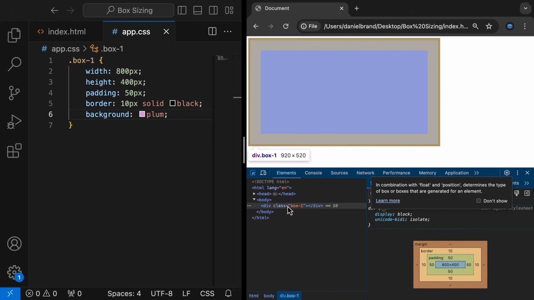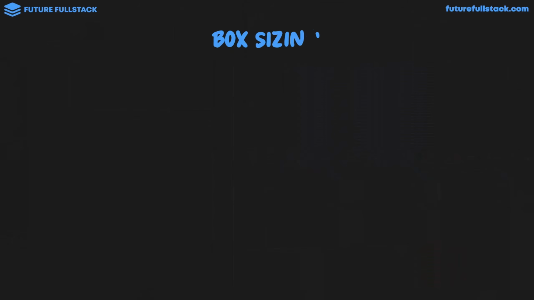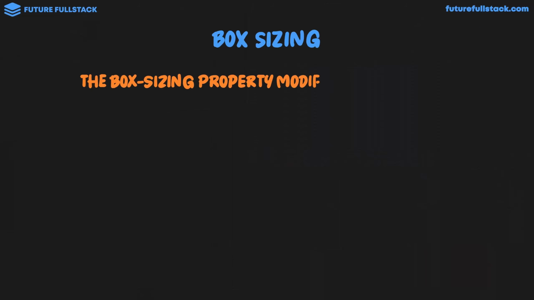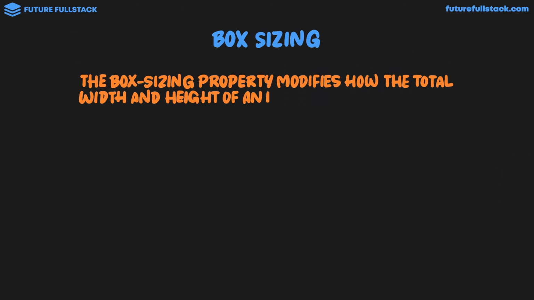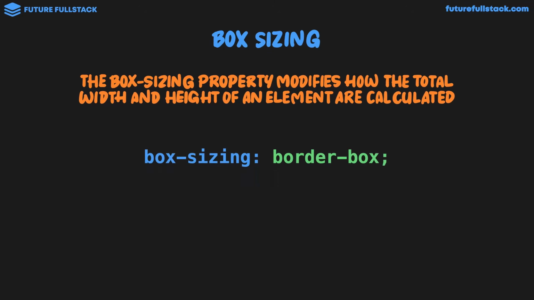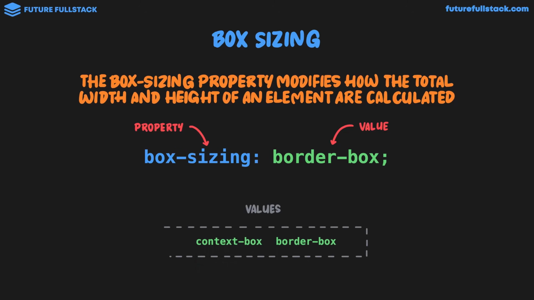Now this behavior is actually defined in the CSS box sizing property. The box sizing property modifies how the total width and height of an element are calculated. It looks like this. Box-sizing is the property, and in this example, border-box is the value. The values we can have are content box or border box, where content box is the default value. And this is what we've seen so far, where the dimensions are calculated by adding the width and height, plus any padding, plus any border width. However, border box is the more commonly used value. So let's have a look at these in more detail.